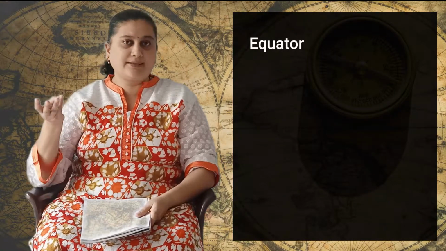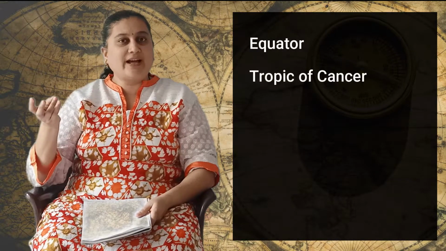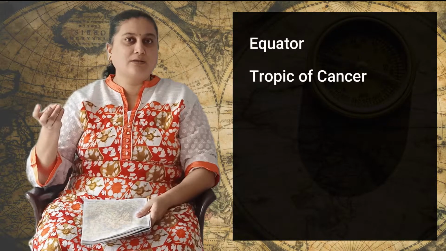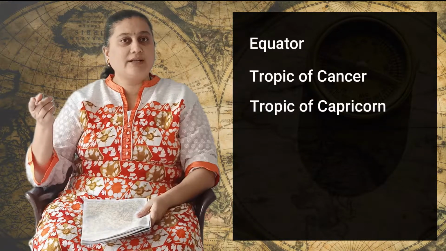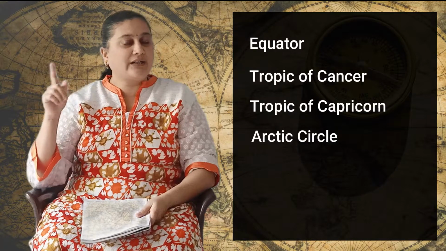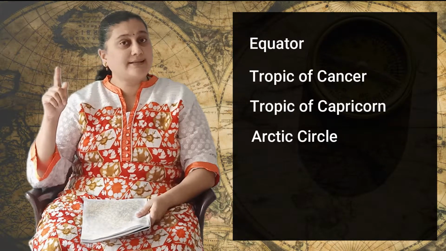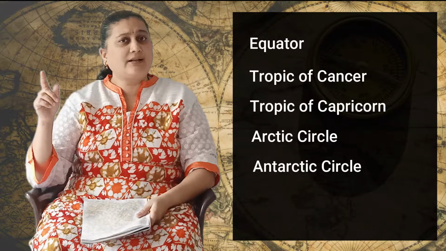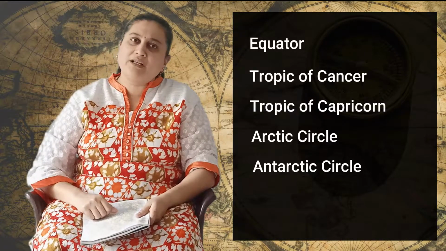So what are the important latitudes that we have seen till now? Equator, that is 0 degrees. Tropic of Cancer, that is 23.5 degrees north. Tropic of Capricorn, that is 23.5 degrees south. Arctic Circle, that is 66.5 degrees north, and Antarctic Circle, that is 66.5 degrees south.